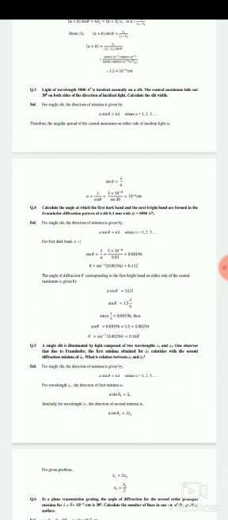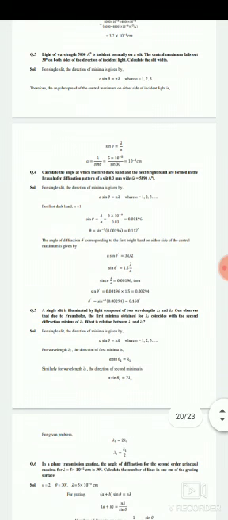Simply we calculate sin theta is equal to lambda upon a, and here we calculate a, which is lambda upon sin theta. Everything is given, just simply put it in.